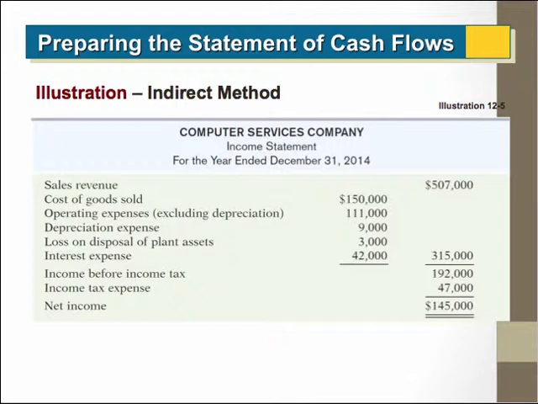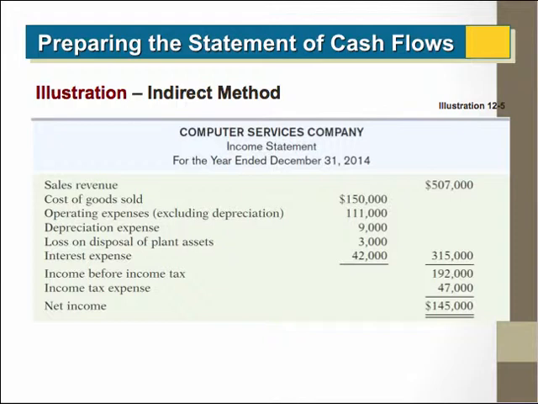As we said before, the indirect method starts with the income statement. We start with net income, and in this particular example, it starts with $145,000. We take a look at the revenues and expenses of the company on the income statement to determine which of these items are non-cash transactions.